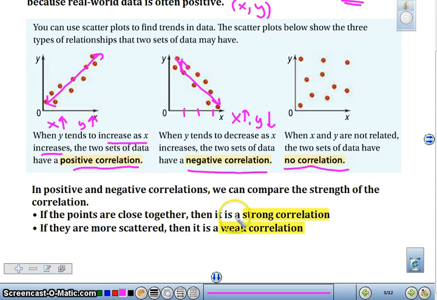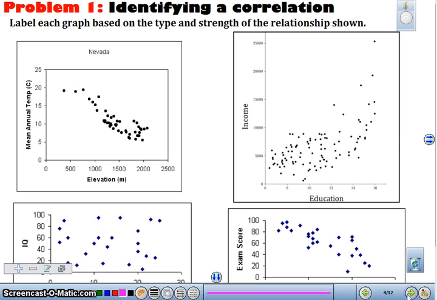Positive and negative, then we also talk about if it has a strong correlation. Are the points kind of close together? Like these would be both very strong. Or are they more scattered? Then it's going to be weak.